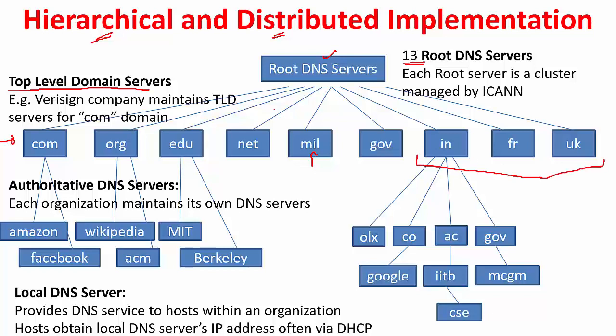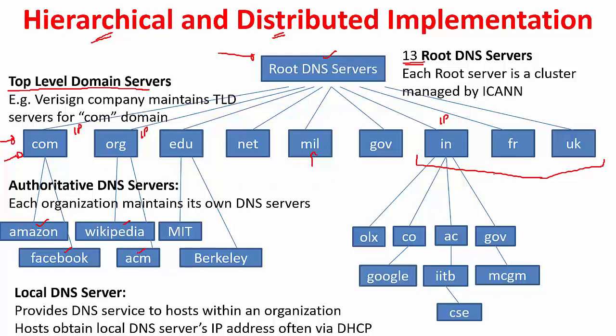What this means is if you contact the root DNS server, it will definitely know the IP address of the com domain server, or the IP address of the org domain server, or the IP address of the in domain server. And each of these, com, will in turn know the IP address of the domain server that is managing the Amazon company, that is managing Facebook. Similarly, org will know the DNS servers of Wikipedia and ACM and so on.